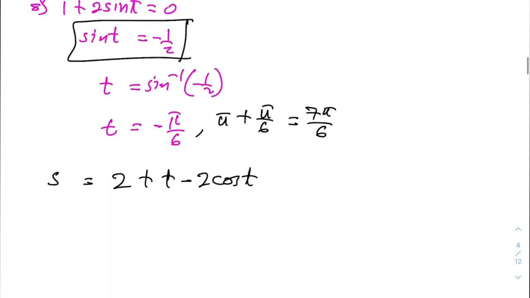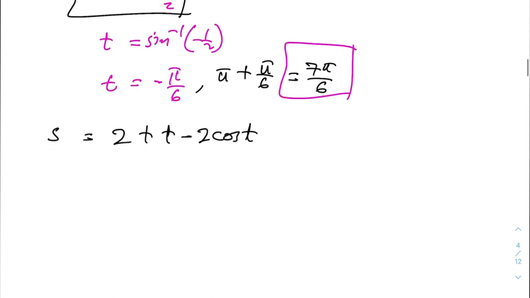cos t, right? And now we know that the first time that we can really use it in our calculation is 7 pi on 6. So we can say that our value is going to be 2 plus 7 pi on 6 minus 2 cos 7 pi on 6. So we can put everything on the calculator. So that's 2 plus 7 pi on 6 minus 2 cos 7 pi on 6.